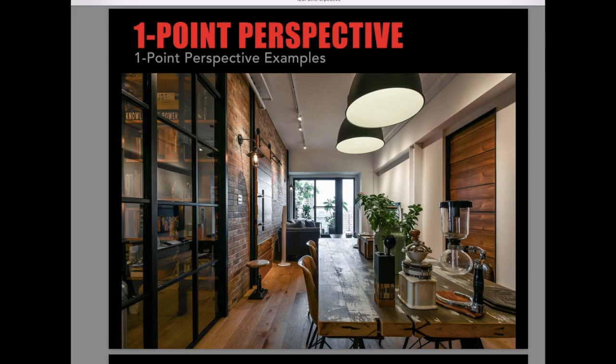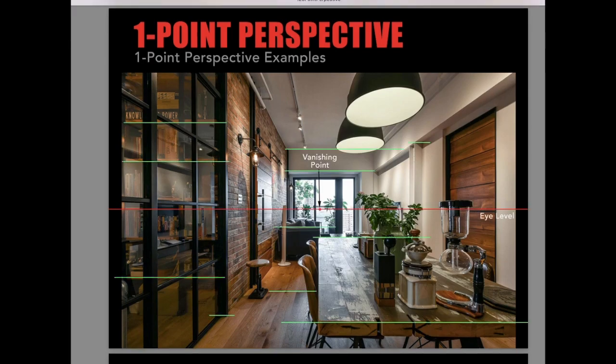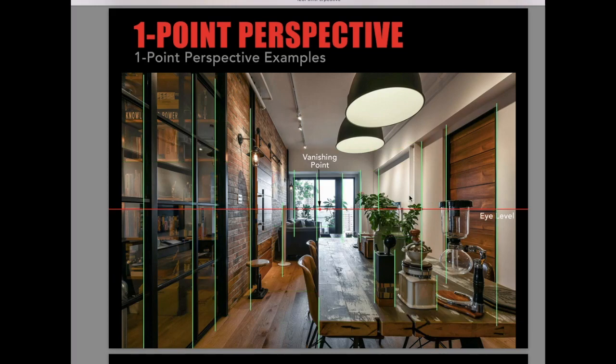Okay, and this is another example of 1-point perspective. Again, single vanishing point along the eye level line. Horizontal lines in the room, parallel to the eye level line. The vertical lines are perpendicular to the eye level line.